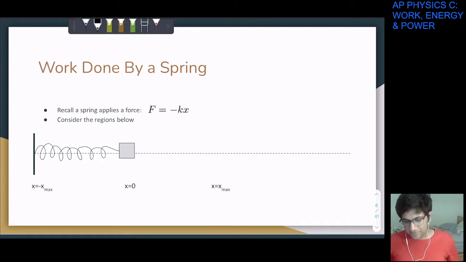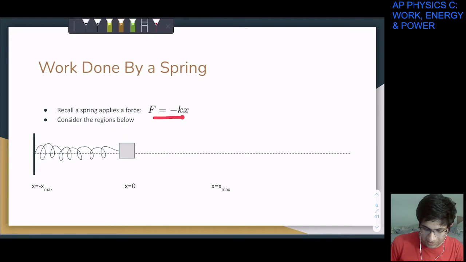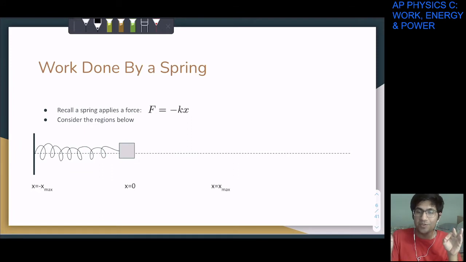Okay, let's look at an example: the work done by a spring. Recall that a spring applies a force F equals minus kx. We looked at this formula before. For a spring, the force is a vector with a constant of proportionality times x, and it's negative, meaning that if you displace it a certain way, the force goes in the opposite direction. If we pull a spring, it's going to try to go back to equilibrium, so the restoring force is opposite the direction of displacement.